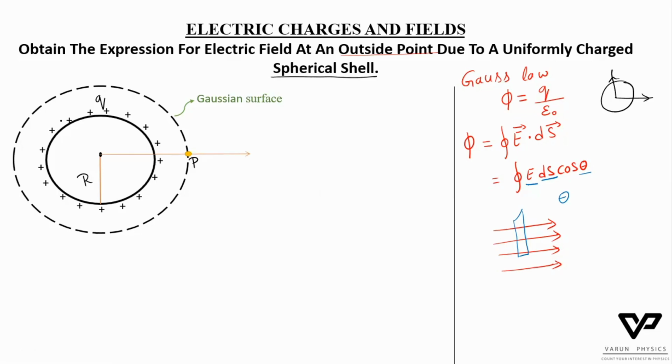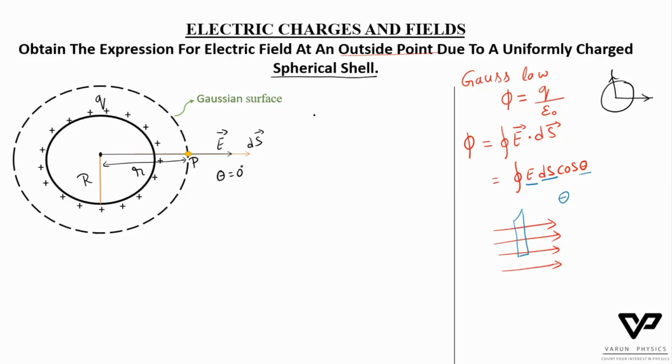Therefore, this is the area vector, and the distance from the center of the shell to this point P is, let us consider, small r. This represents the area vector dS, and since it encloses positive charge, the electric field is outwards. Therefore, we can say that theta is equal to 0 degrees.